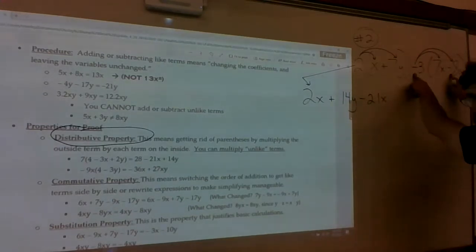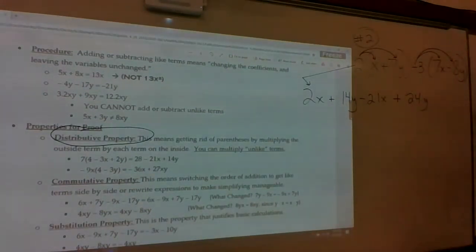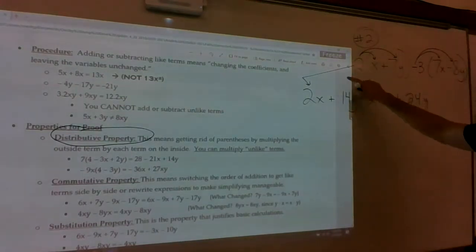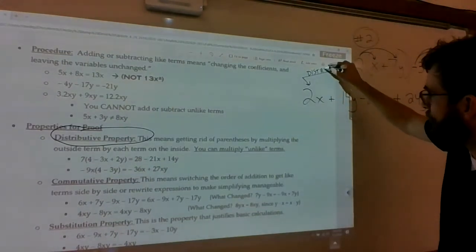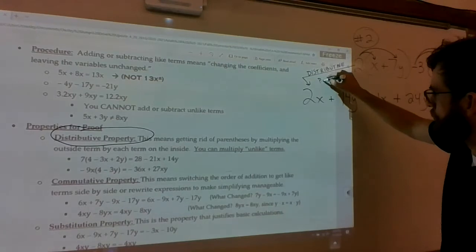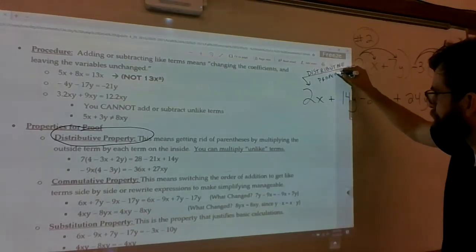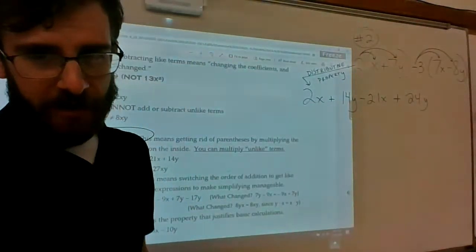Well, this is going to be the thing that oftentimes will hurt students. A negative times a negative is a positive. 24y. So to go from here to here, you used the distributive property. By the way, I'm okay with you writing that right here. I'm running out of room, so I'm just using my surroundings the best I can.